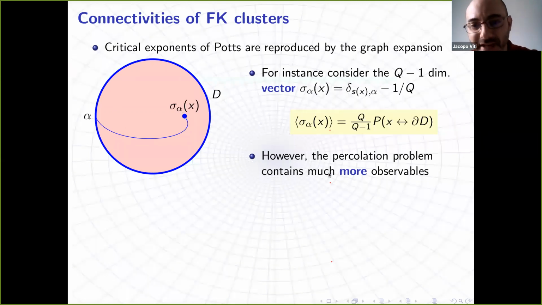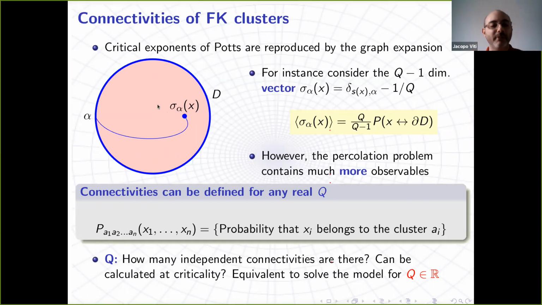Okay, this is easy to understand because if you mark, for instance, n points inside this domain, you can ask a typical question, for instance, like what is the probability that they are partitioned into a certain configuration of Fortuin-Kasteleyn clusters. I will call this connectivity. It is a function, of course, of the position of the points on the domain, and it can be measured in numerical simulation quite easily.